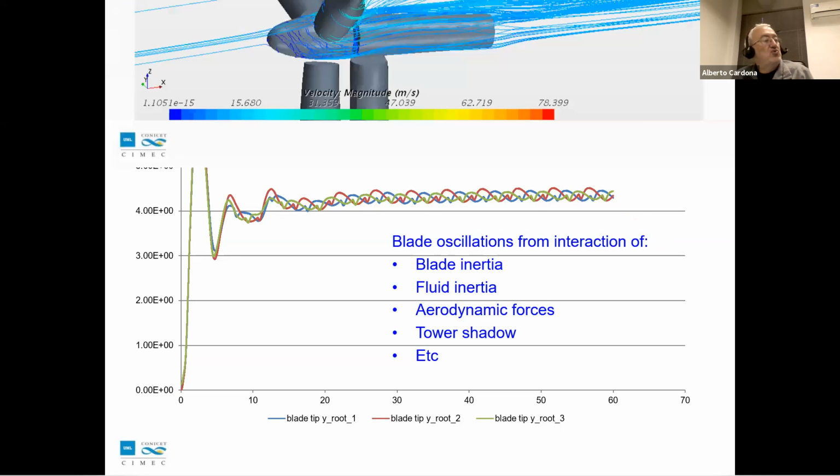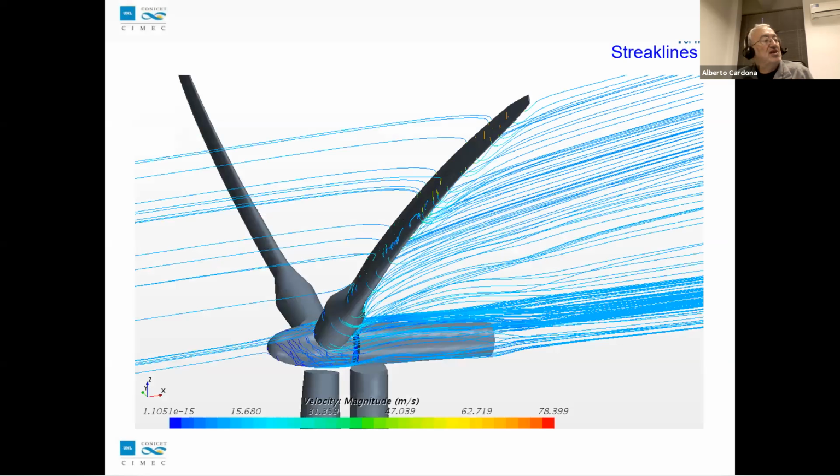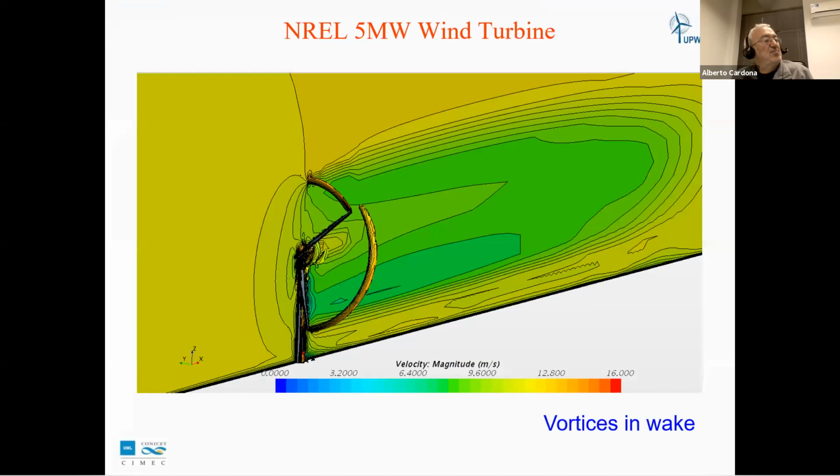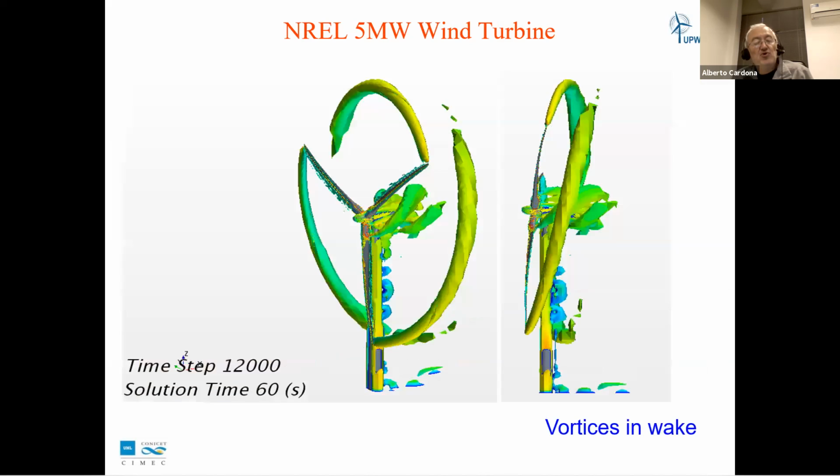Well, this is a view of the flow, streamlines, the vortices. Another view of the vortices generated.